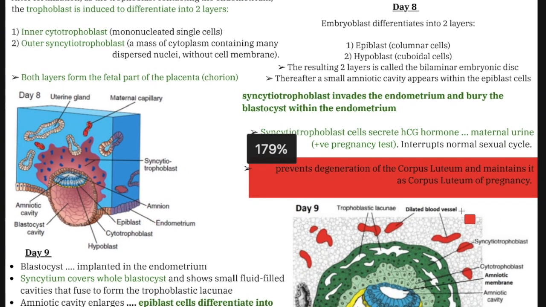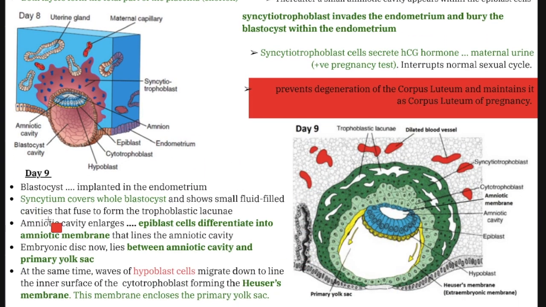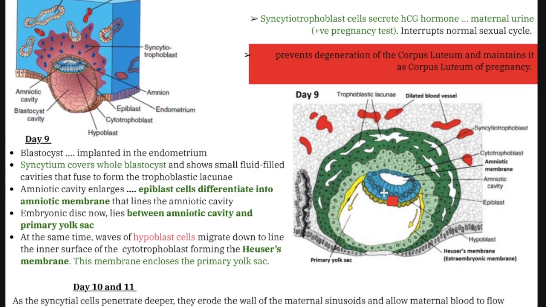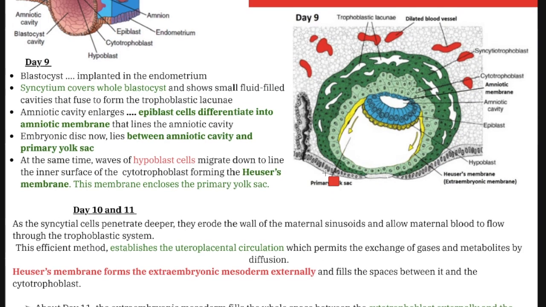Spaces called lacunae appear in the syncytiotrophoblast, and the amniotic cavity appears within the epiblast. By days 10 and 11, the syncytiotrophoblast erodes maternal blood vessels, establishing the early uteroplacental circulation. Around the same time, the extraembryonic mesoderm forms, filling the space around the amnion and primary yolk sac. On day 12, this mesoderm splits, creating a new space called the chorionic cavity.